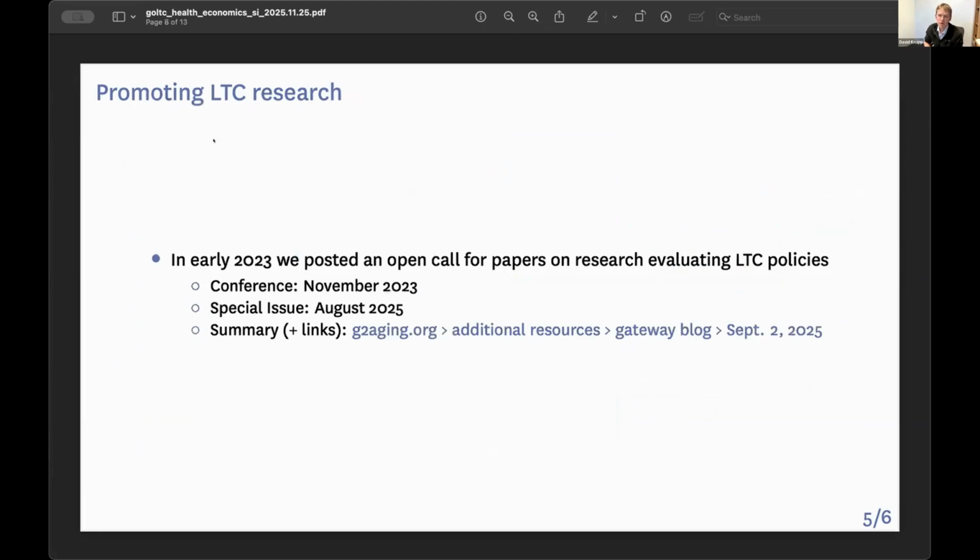In our effort to promote long-term care research, in 2023, we posted an open call for papers on research evaluating long-term care policies. That conference was in November 2023, and that special issue was in August 2025. In both cases, all of this research was supported with generous support from the U.S. National Institute on Aging. We have a summary plus links that I'll drop into the chat after I'm done. But essentially, all those papers are now available on the Health Economics website, and they're all open access. So you should be able to download them and access them without any type of gated permissions.